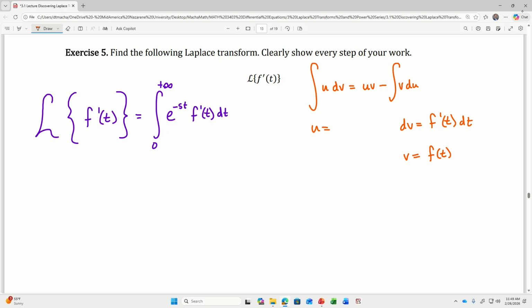And you can even see in the integration by parts formula how that's a good thing, right? If I can eliminate all the instances of f prime of t, I won't have any more derivatives to worry about. That means u has to be e to the negative st, and that means du is going to be negative s e to the negative st dt.